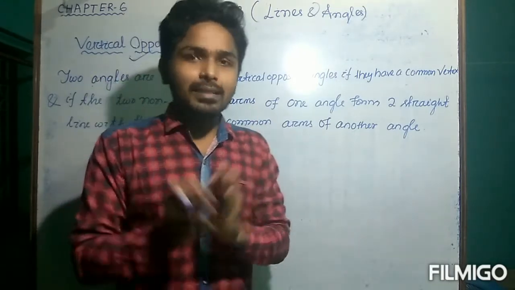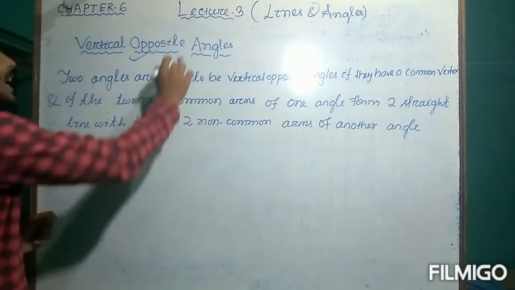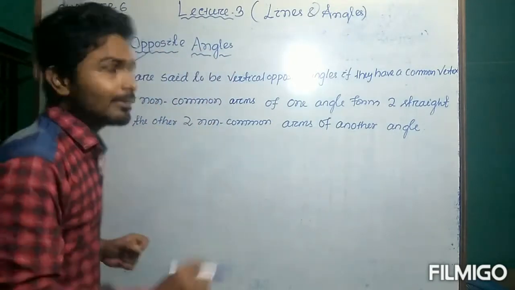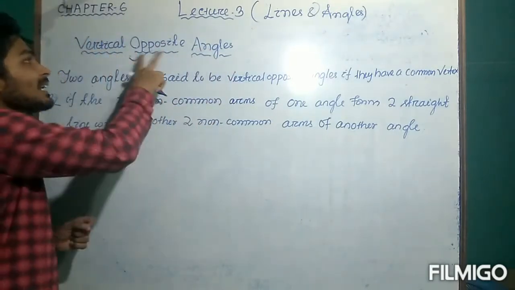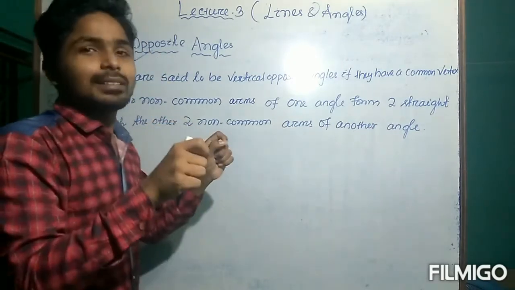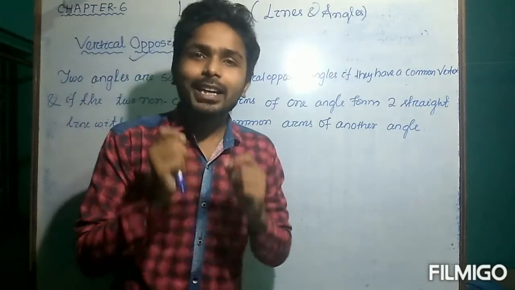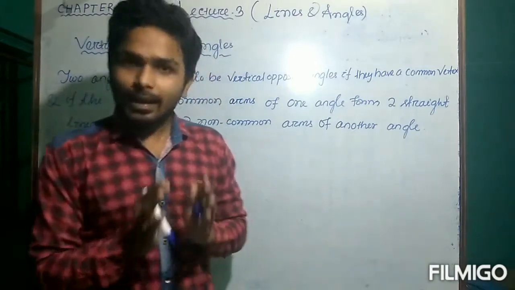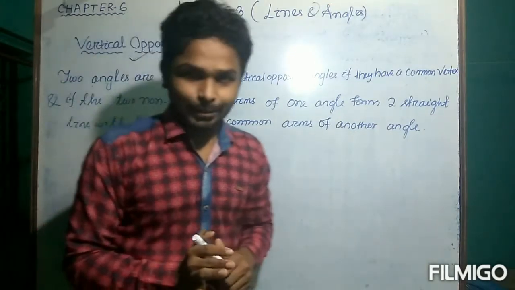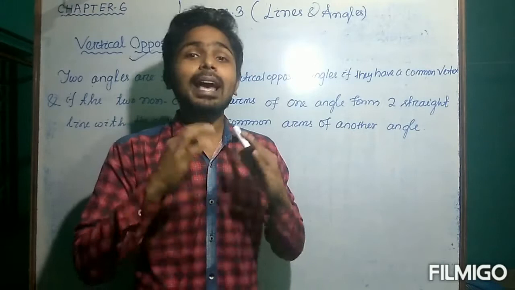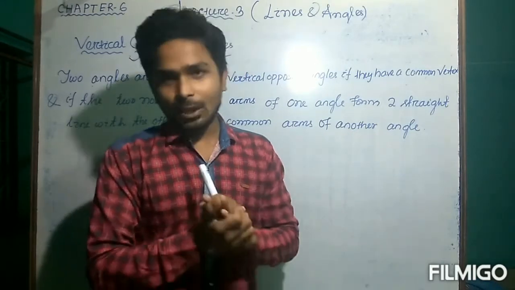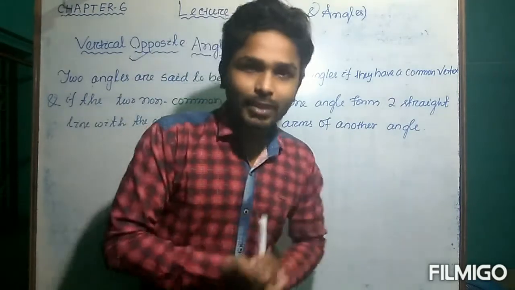So for simple understanding, you can remember it like this. If two angles have a common vertex and if the two angles are opposite to each other, then they are known as vertical opposite angles. Understood? This is a simple definition. Now we will discuss the exact definition of vertical opposite angles.